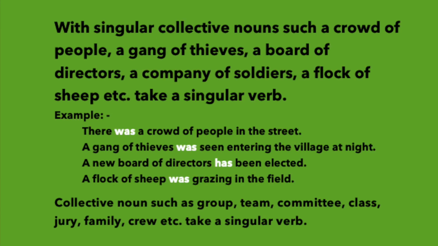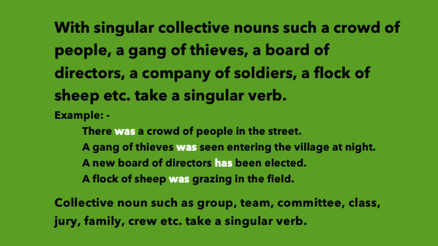Hope you understood. With singular collective nouns such as a crowd of people, a gang of thieves, a board of directors, a company of soldiers, a flock of sheep, etc., we take a singular verb. There was a crowd of people in the street. A gang of thieves was seen entering the village at night. A new board of directors has been elected. A flock of sheep was grazing in the field. Here, we use has and was with the subjects because they are singular.